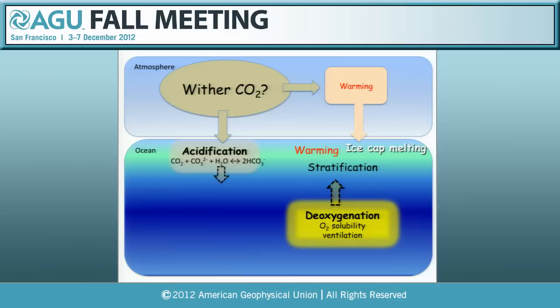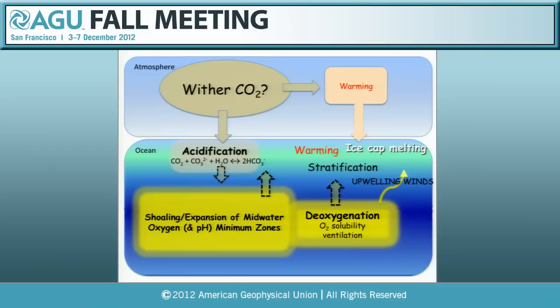Now, another effect of the warming seems to be increasing upwelling winds, because of the temperature differential between the sea and the land. And so we have enhanced upwelling of that low oxygen water onto our shelves in upwelling areas. And also, due to lower ventilation, we have an expansion of our oxygen minimum zones, both upward and downward.